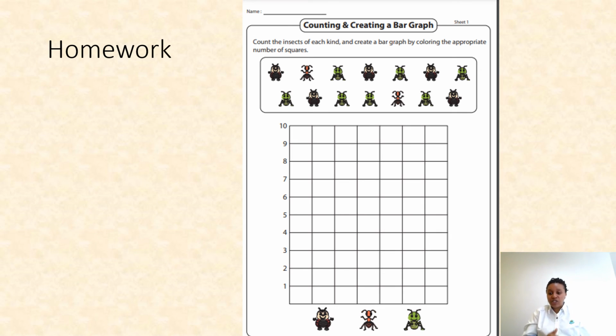Okay, that was so much fun. I hope you learned so many things from this. Now, I will be giving you homework so that you can practice and identify similar traits of things. Here's your homework. Count the insects of each kind and create a bar graph by coloring the appropriate number of squares. So you need to count which ones are the same. 1, 2, you see, so you need to be able to count and draw a bar graph. So you need to color. Okay, this one, that one.